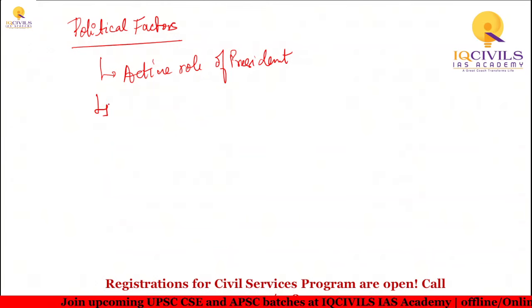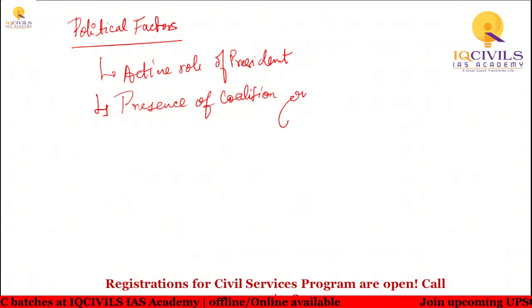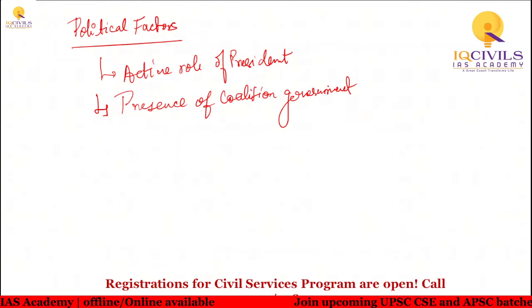Then presence of coalition government. Now presence of coalition government. So central government during 1990s it was deeply fragmented among different regional and national parties, and this influenced decision making. Okay, against decision making, and also this acted as a restraint against the usage of Article 356.